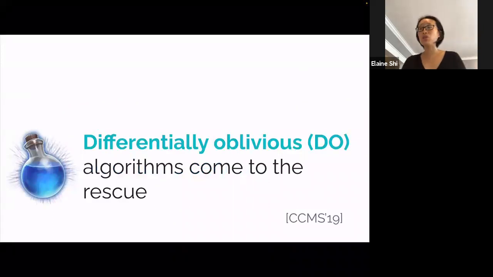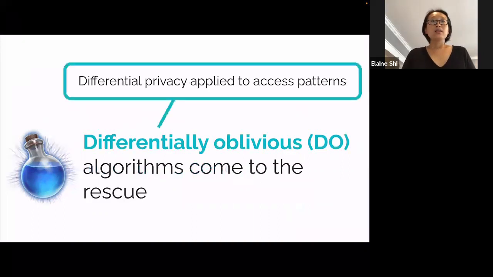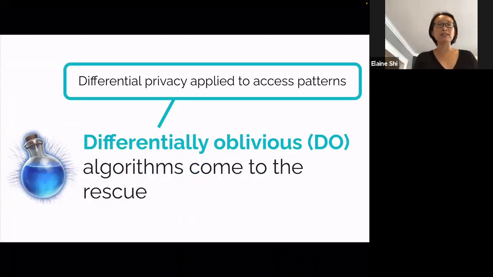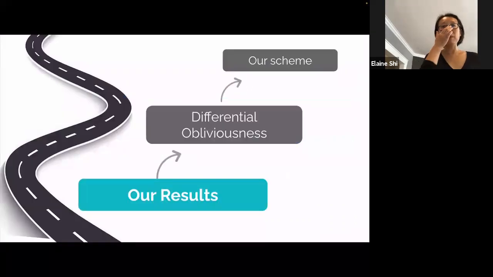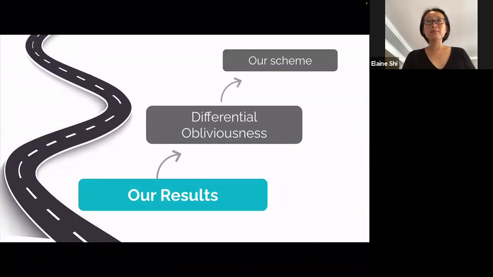And this brings us to the notion of differential obliviousness, originally proposed in our earlier work that appeared in SODA 2019. At a very high level, differential obliviousness means applying the notion of differential privacy to access patterns. And I'll explain this in a bit more detail later in the talk. The plan is the following. First, I'll introduce our results. Next, I'll quickly revisit the definition of differential obliviousness. And then I'll talk about our differentially oblivious algorithm for database join.